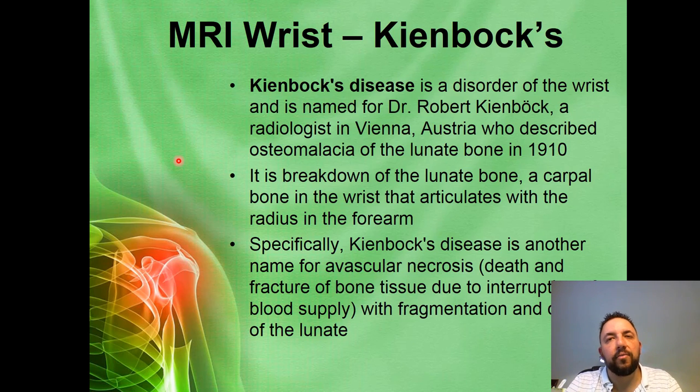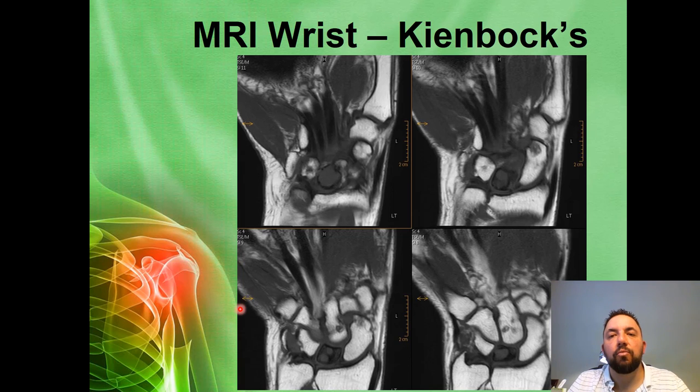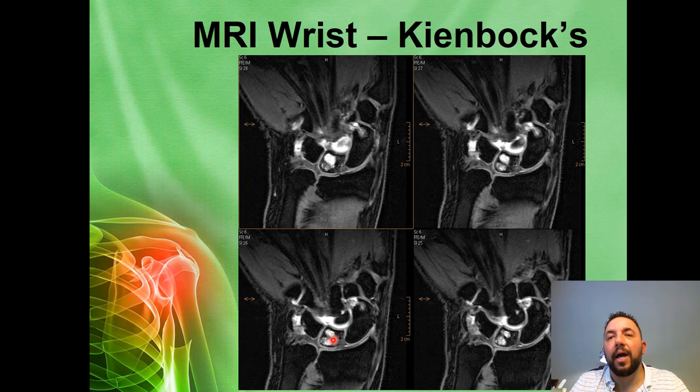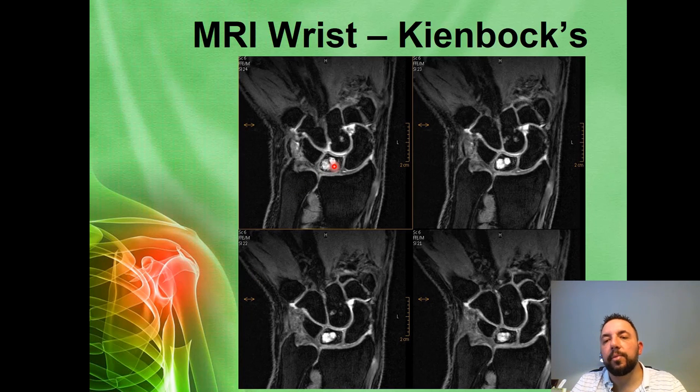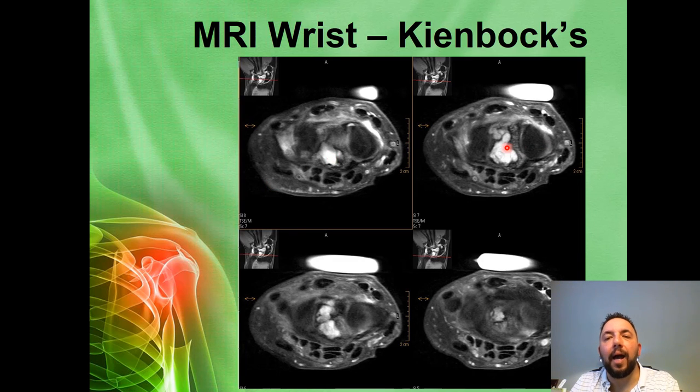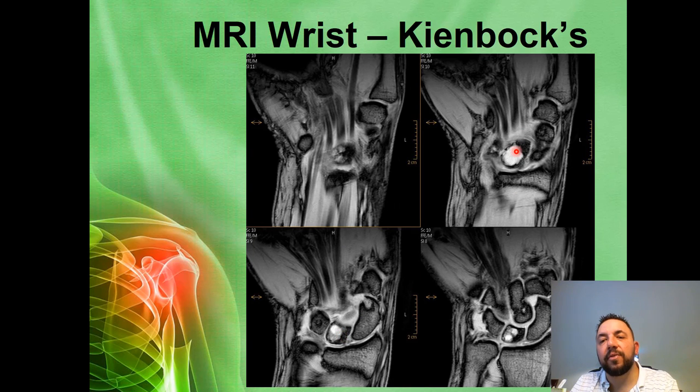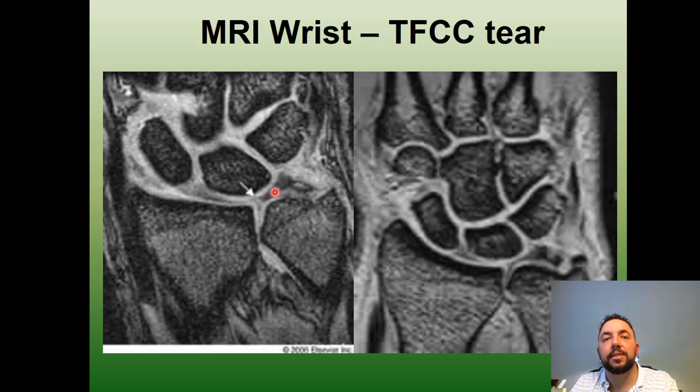Often we hear of AVN or avascular necrosis in the hip, where it's described as death and fracture of bone tissue due to the interruption of blood supply, and this has fragmentation and collapse of the lunate. So Kienbock's really jumps out at you. So you see this multiple density, multiple signal intensity throughout the lunate bone, as identified by this pathology here, and as identified by the hyperintense signal on FATSAT. Right through the lunate bone, Kienbock's disease. So it's a pretty obvious pathology, very readily identified, kind of hits that particular bone as an entity.